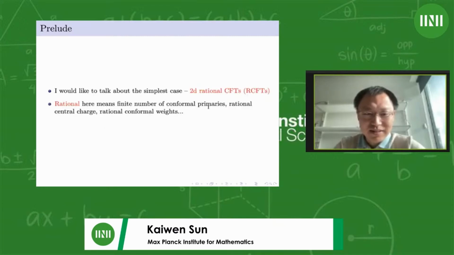So what I would like to talk about is the simplest case in 2D CFT, that is the 2D rational CFTs. The rational here means that there are a finite number of conformal primaries, and the central charge is rational, and all conformal weights are rational.